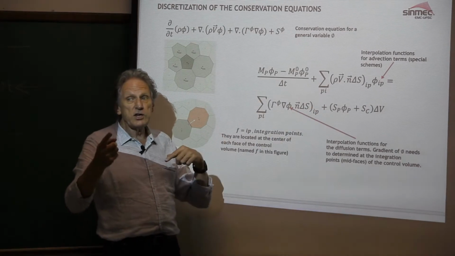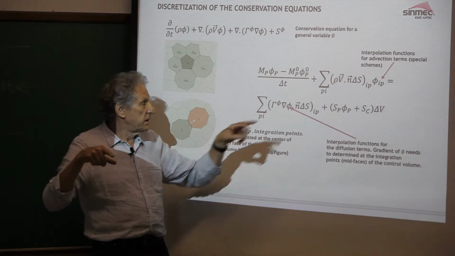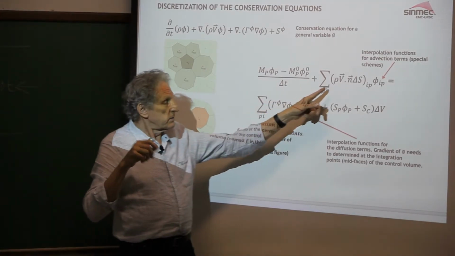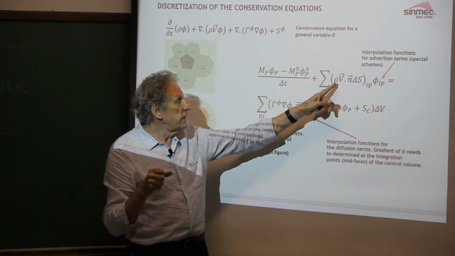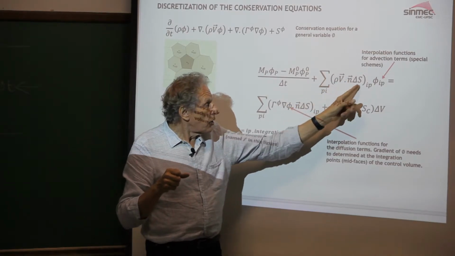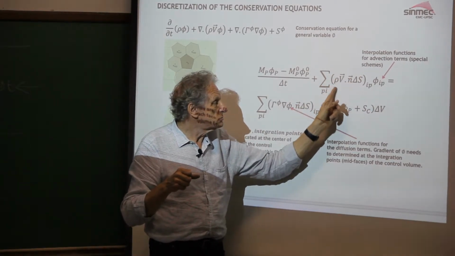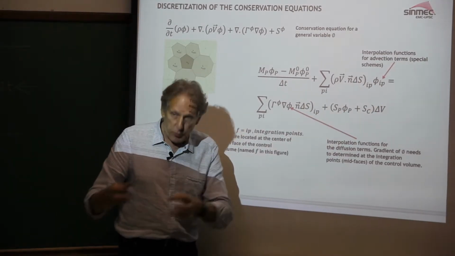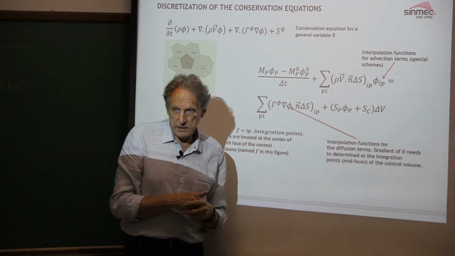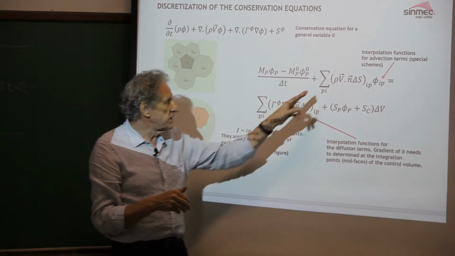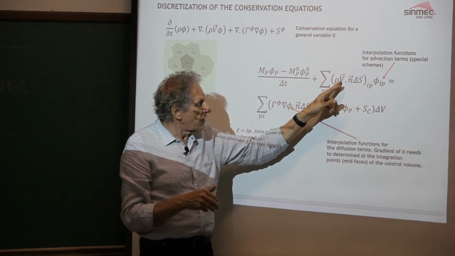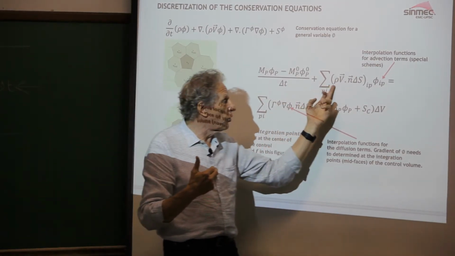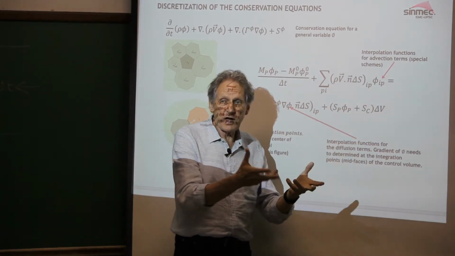This is the integration of the advection terms. You need to compute the mass flow. This is the mass flow times the transported entity. This velocity is what transports, yeah? This is mass flow transporting phi.